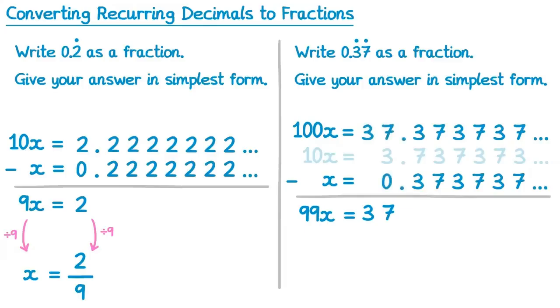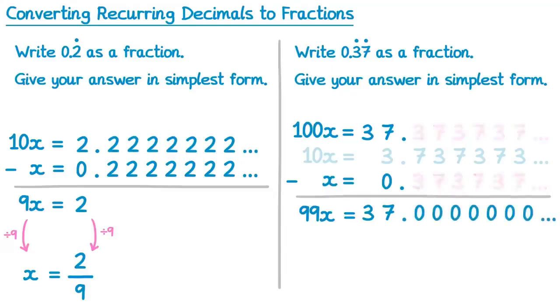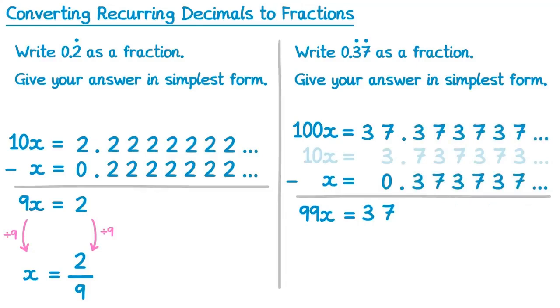Every number after the decimal point lines up with the one below it. So 3 take away 3, 7 take away 7, and so on will all give zeros. What this leaves us with then is 99x equals 37. We can solve this equation like we did the other one, divide both sides by 99. So 99x divided by 99 is just x, and 37 divided by 99 is 37 over 99.